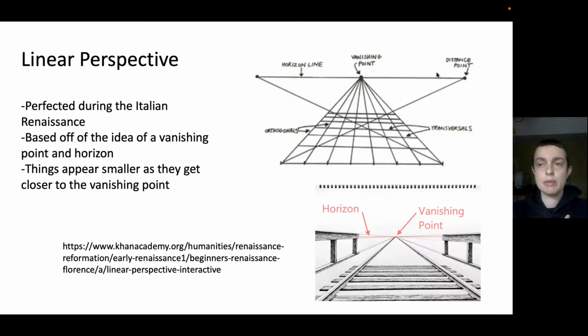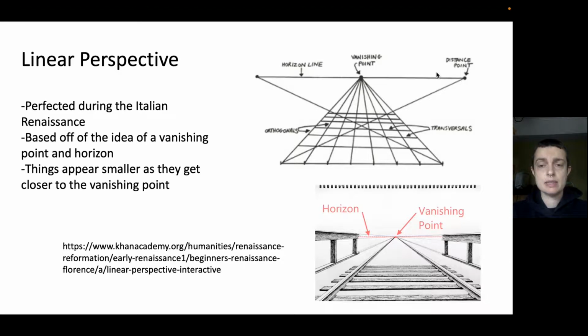Linear perspective has probably been known to artists for many centuries, but probably some of the earliest versions of linear perspective and their teachings were lost. So what we have today, and what we base most of our teachings off of for folks that are studying this from an art standpoint, was perfected during the Italian Renaissance, so Italy in the 1400s.